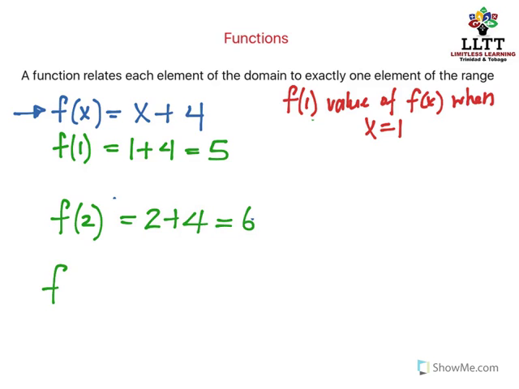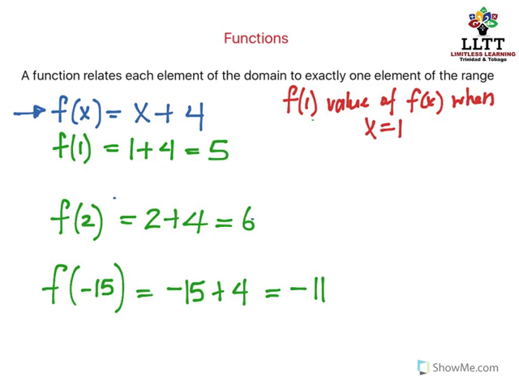I can also find f of negative 15. It means that everywhere that I see x in my f of x equation, I'm going to replace with negative 15. So f of negative 15 is going to be negative 15 plus 4, and that's equal to negative 11.